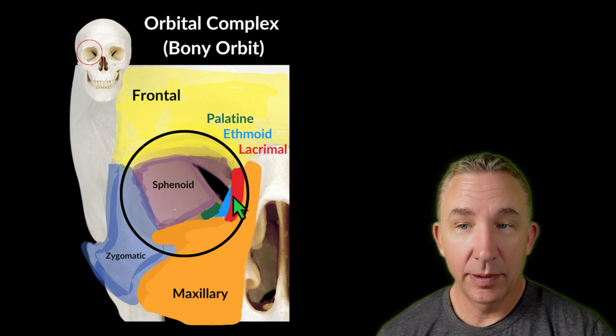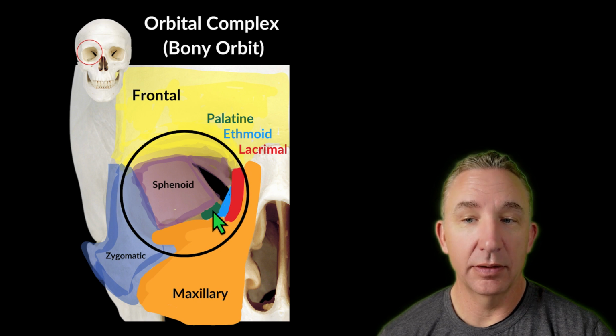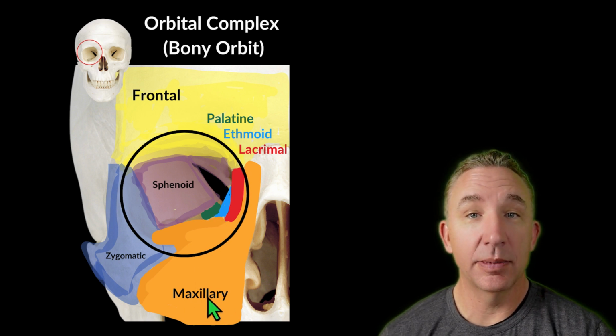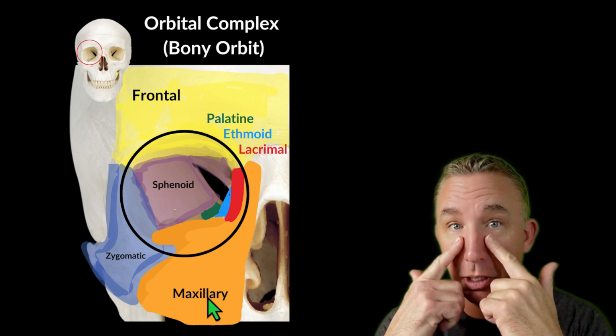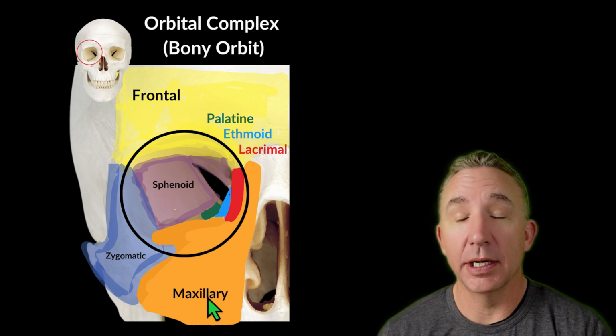So I get lacrimal bone, ethmoid bone, and palatine bone. And then down to my maxillary bone, which is my mustache bone and part of the roof of my mouth, but it still comes up all the way around my nose.